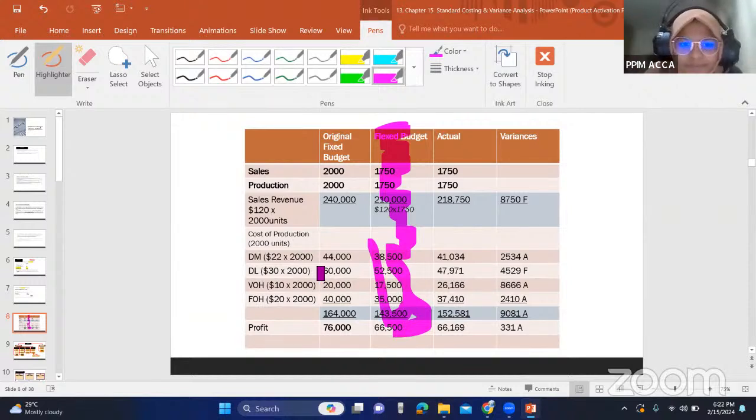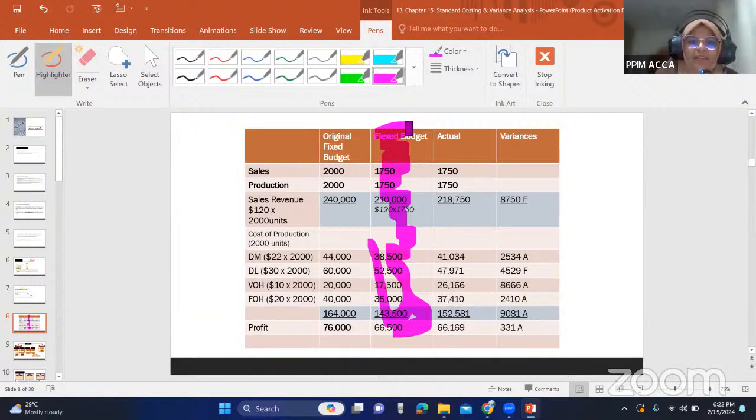Direct labor. I can spend 60,000. That's my budget. I have only spent 47,000. Again, whoever is in charge of labor, promotion. Variable overheads, I was supposed to only spend 20,000. I have spent 26,166. You fire that guy. Fixed overheads, 40. We have spent 37. Happy. Let's promote him. If you do this, within a few months, you will have to close your company.